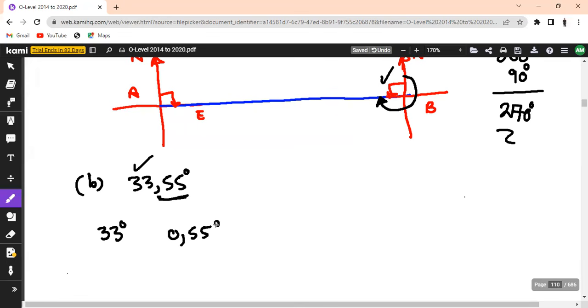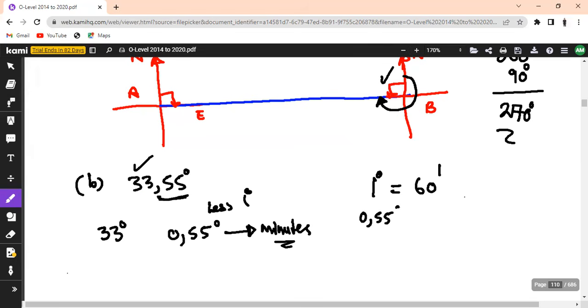So since this 0,55 is less than 1 degree, it is the one that you are going to convert to minutes. So we have to convert this now to minutes. How are we going to convert this to minutes? Because your answer is needed in degrees and minutes. So remember that in a degree, we have got 60 minutes. So 1 degree is equal to 60 minutes. What about 0,55 degrees? How many minutes do we have? So it's just a matter of multiplying. As you can see, that's 0,55 over 1 times 60. So that's what you're going to have.